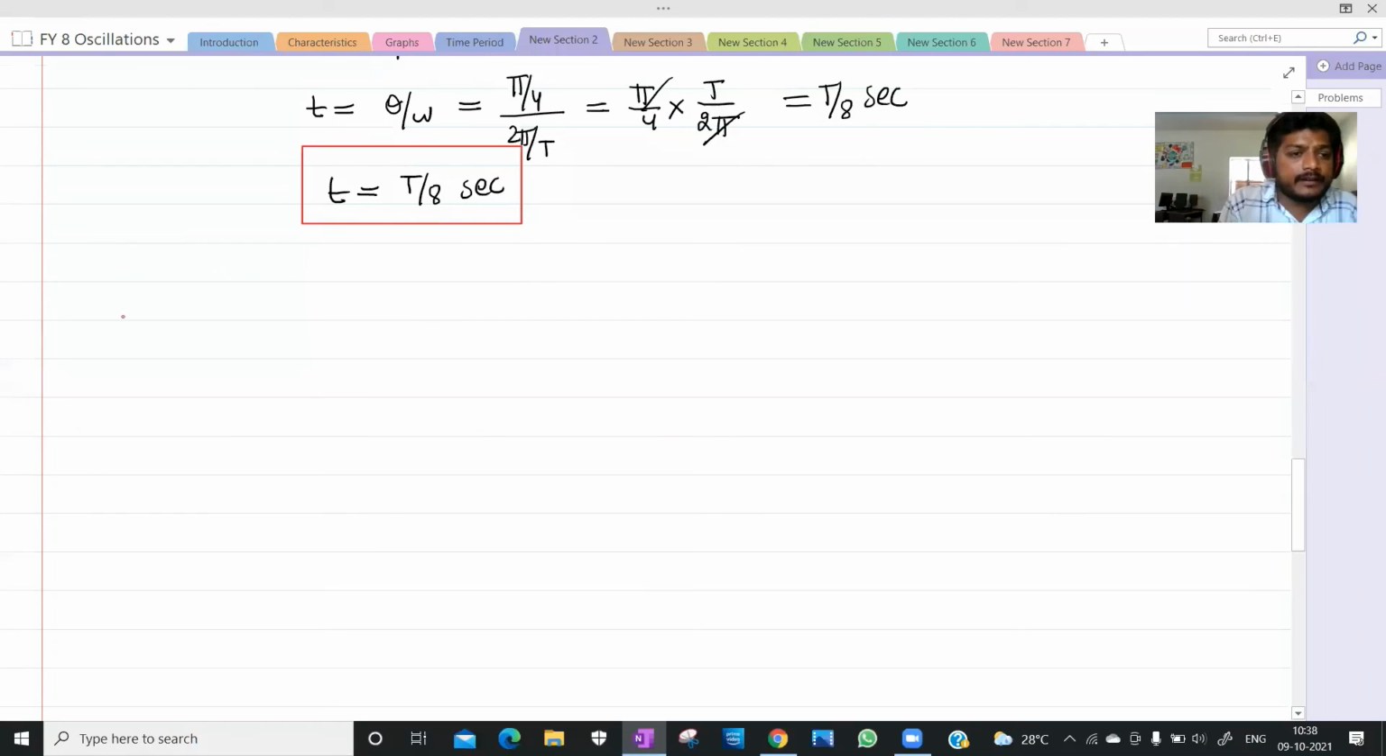Next time, these are the homework: y equals a by root 2 to y equals capital A. Okay. Next.